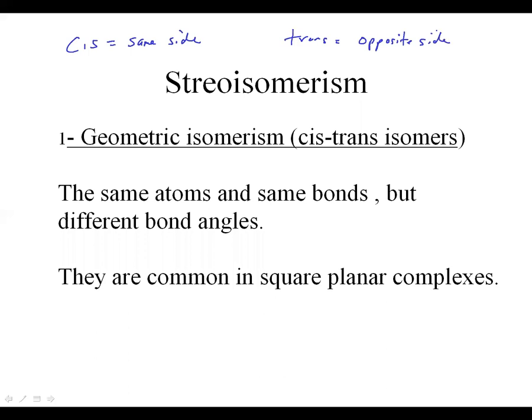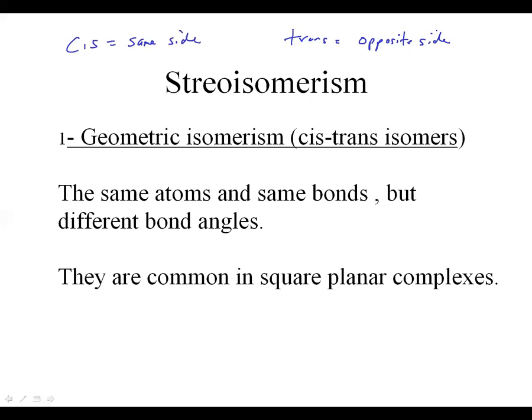So in a traditional organic cis and trans isomer, a lot of times that arises when they have double bonds involved, or alkenes. And when we talk about cis or trans in organic chemistry, it means a lot of times the same side of the double bond, for example, or the opposite side of the double bond. But here it is orientation in three-dimensional space. Basically the same atoms and the same bonds are there, but they have different bond angles. And they're very common in square planar geometries.